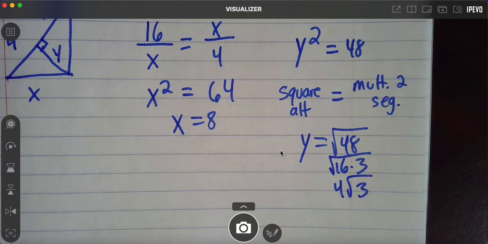Let me see if there's another way. I don't know if there's an easier way to do that one. Okay.